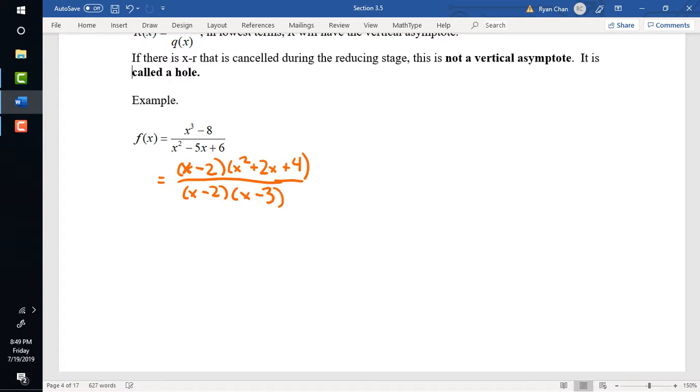So I'm going to cancel this right here. My canceled one is called a hole. So I'm going to set x minus 2 equal to 0, and I have x equal to 2. And then I can plug this into my reduced fraction. So actually, let me reduce my fraction and rewrite this here.